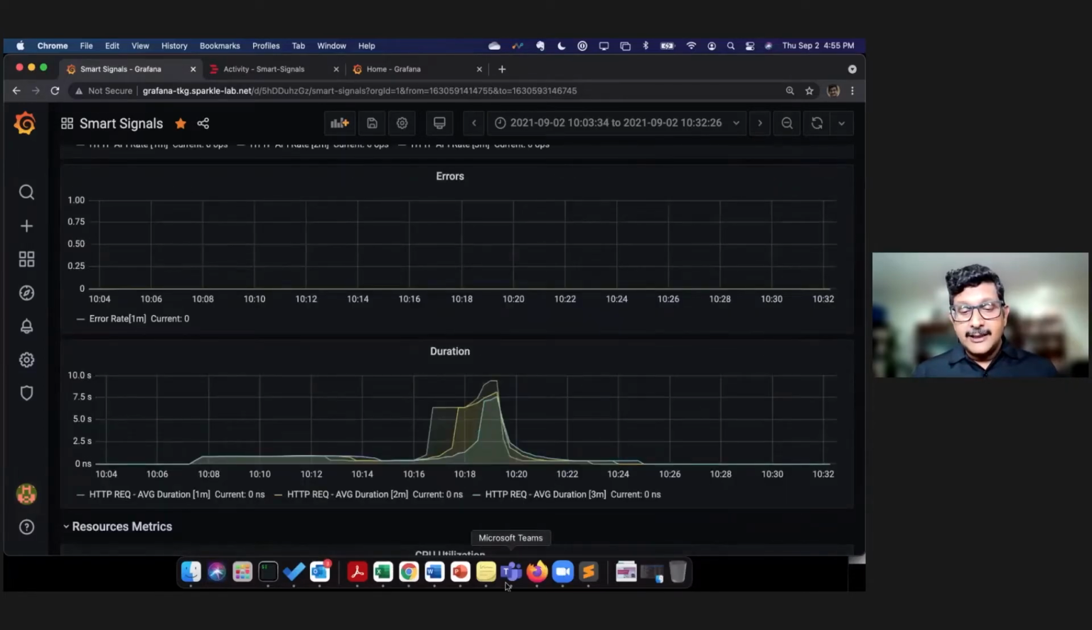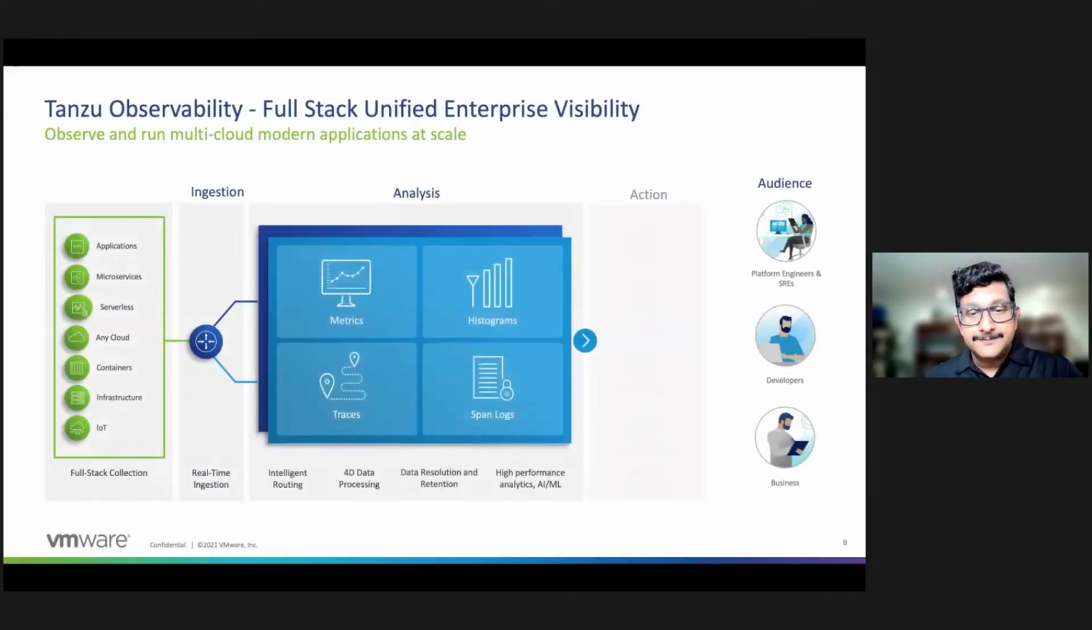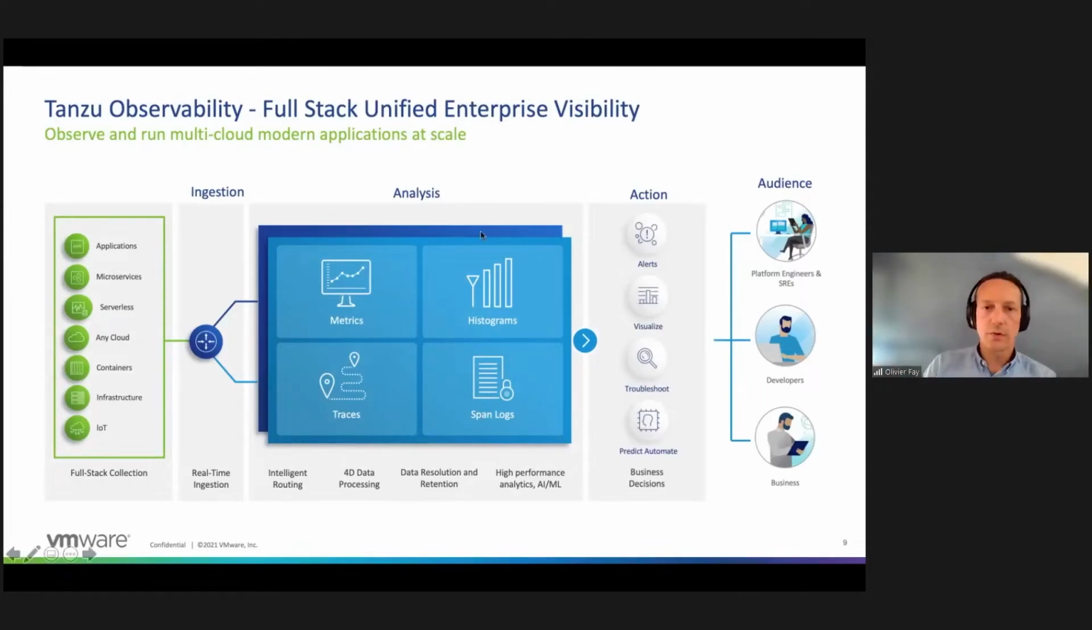So with that, I will yield back. So Olivier, you want to pick it up on the Tanzu observability? Yeah, sure. Thank you, Uday.